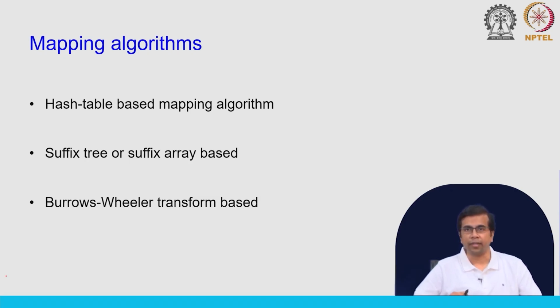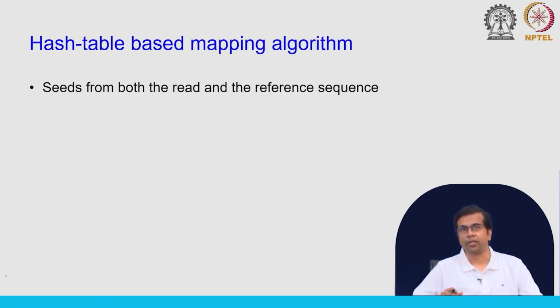Okay, so let us begin. We will start with the hash table based mapping algorithm. How does it differ from whatever we have discussed so far, BLAST and BLAT? The major idea in the hash table based mapping algorithm is that we build seeds from both the read and the reference sequence.